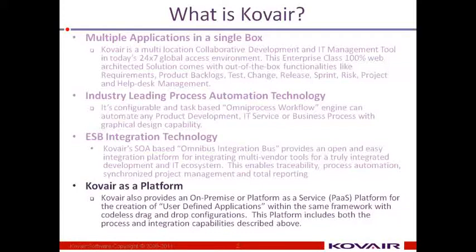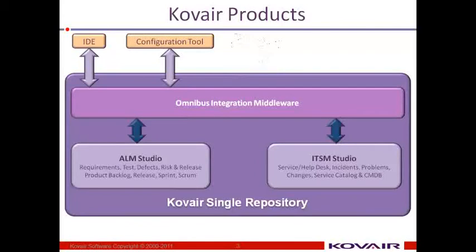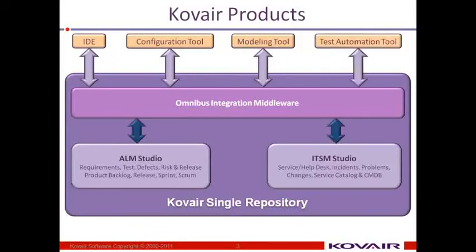Kovair products are basically bridged by a Kovair single repository, so all the information exists in a single repository. The two main tools are the ALM Studio and the ITSM Studio. And using our Omnibus integration middleware, we combine a Kovair IDE, a Kovair configuration tool, a Kovair modeling tool, and a test automation tool. Not only do we supply you all that, but again, we supply you with the ability to build adapters to external tools as well.